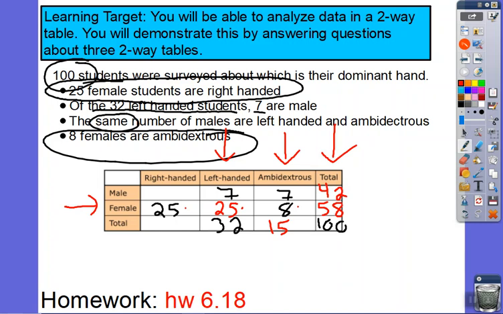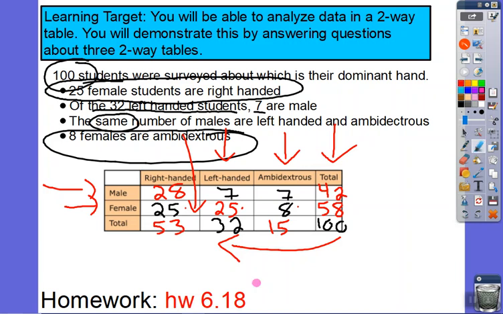Okay, now going across. For the male, I'm taking my 42, I'm subtracting the 7 and the 7, and that leaves me with 28. And I could also subtract backwards, but I prefer to add if I can. So I'm going to add those 2. That gets me 53.